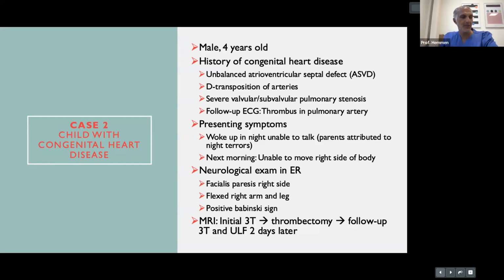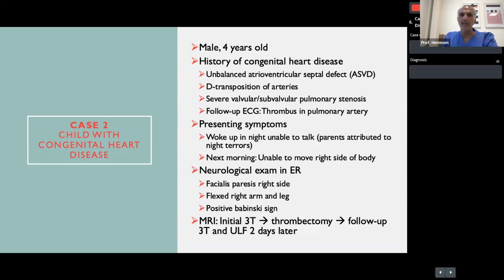Yeah. Second case is a child that is 4 years old. It's a male boy, and he had been in the hospital for quite a while. He has a history of congenital heart disease. He was born with an unbalanced, what we call atrioventricular septal defect. He had a transposition of the great arteries, and what we have seen in him is that he had pulmonary valve atresia, not only stenosis. And there was a blunt part where the valve should have been.